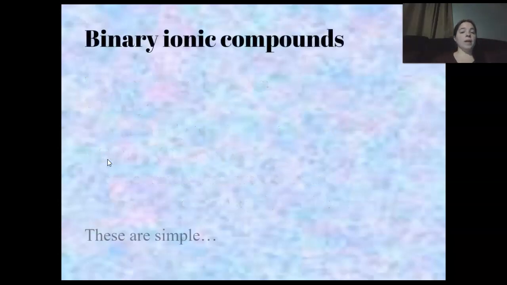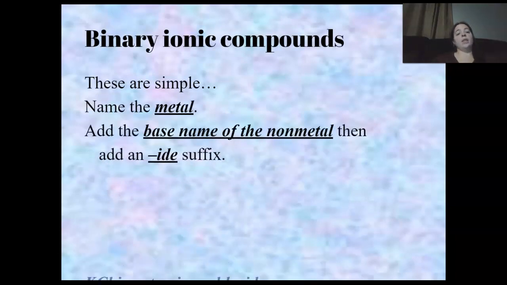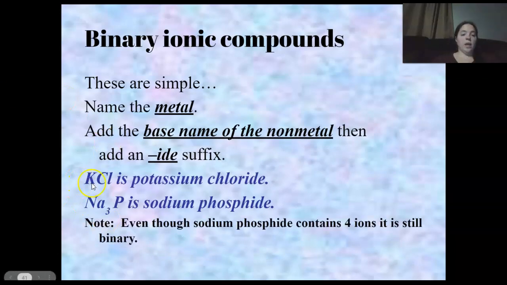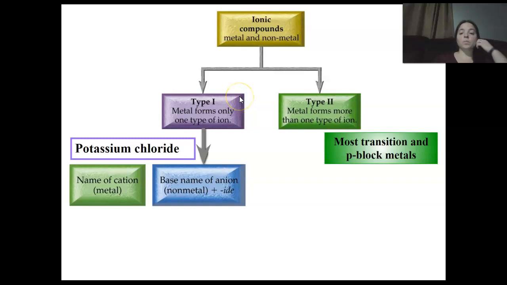Now, binary ionic compounds, simple. You name the metal, and then you have the base name of the nonmetal, usually ending in ide. Like KCl is potassium chloride. Na3P is sodium phosphide. Pretty simple. Even though the sodium phosphide contains 4 ions, it's still binary. We don't have to do anything specific with that.